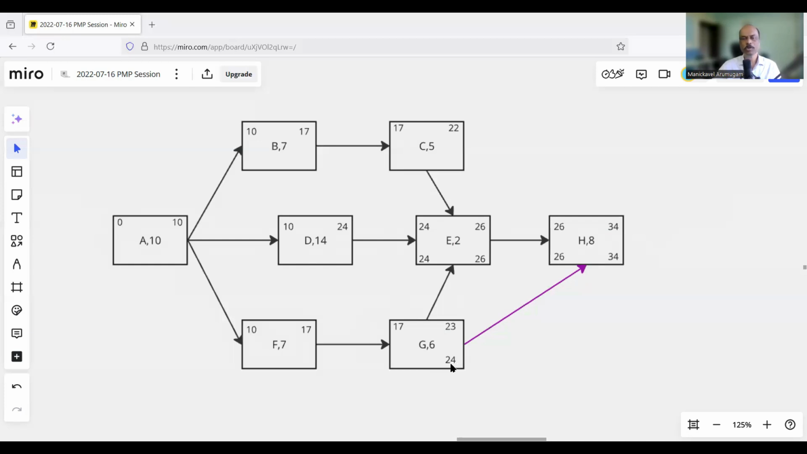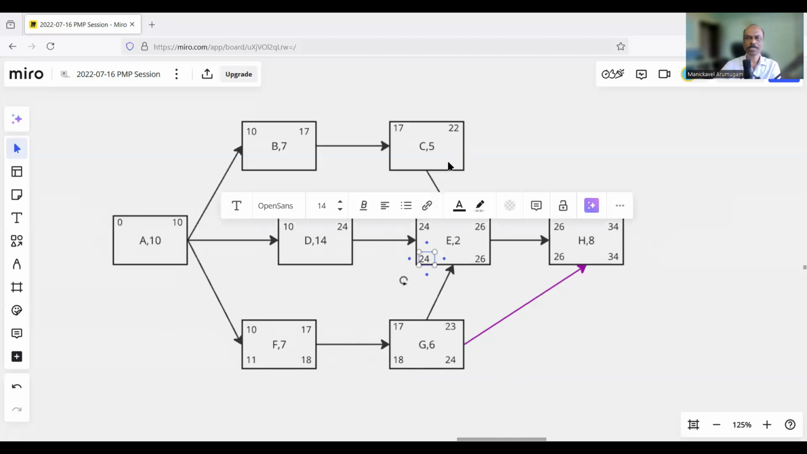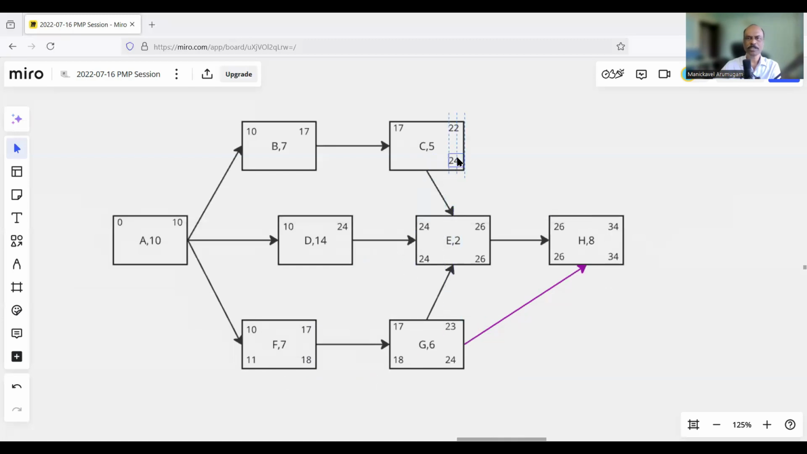Now 24 minus 6, so this is going to be 18. Since this is 18, F must finish by 18. 18 minus 7, so the start has to be 11. Now coming to C, E is starting on day 24, so C must finish by day 24.